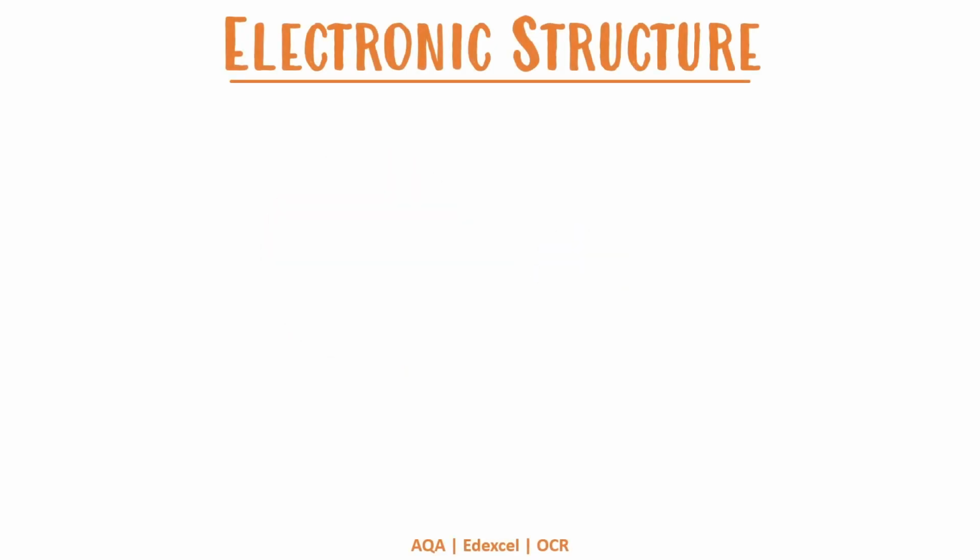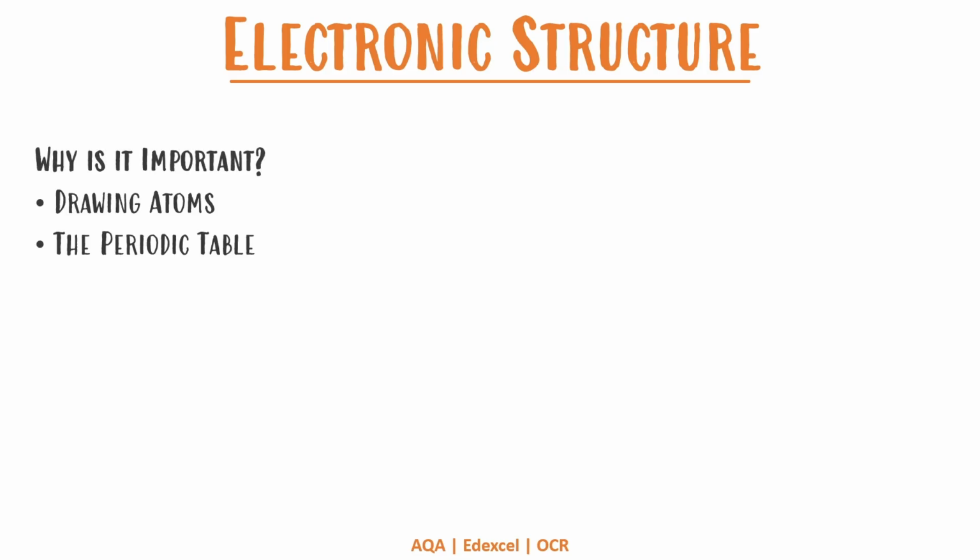Welcome back to another lesson, where in this one we're looking at electronic structure. Now it's an important topic because it links into drawing atoms, the periodic table and the trends, bonding, both covalent and ionic, isotopes, and lastly drawing ions.